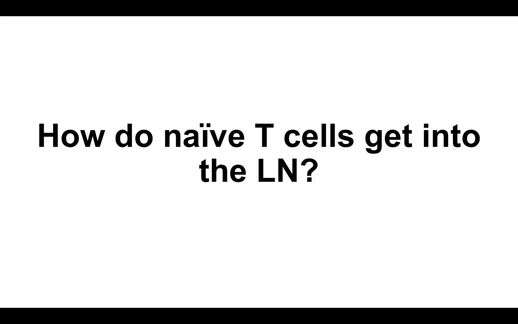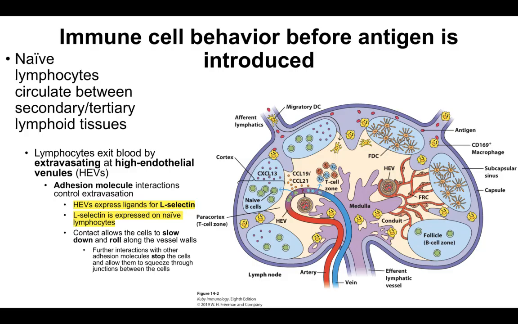How do naive T cells get into the lymph node? So they circulate through the blood and they get into the lymph node through high endothelial venules, which are expressing ligands for L-selectin that helps slow them down. L-selectin is expressed on these T cells that are naive, and when they slow down because of this interaction of these cell adhesion molecules, they will be activated by the chemokines that are made in this area. So CCL19 and CCL21 will bind to CCR7 to help these T cells to go into the right spot in the lymph node.